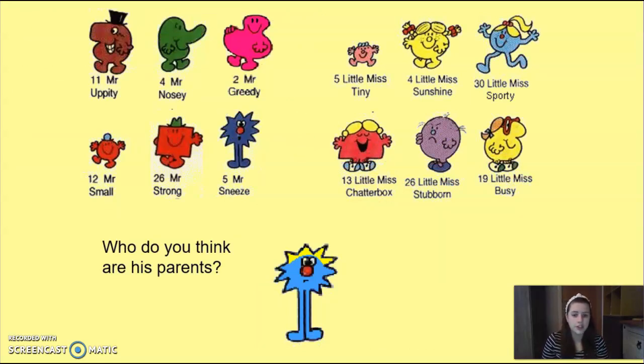So what we're going to do today is something really fun, actually. We're going to think about what characteristics and what features we have inherited, what features other people can inherit. And we're going to do this using Mr. Men characters. So on the screen, I have got a little child, a little person. Now, can you work out who his parents are? So I've given you some options here. Who do you think his parents are?